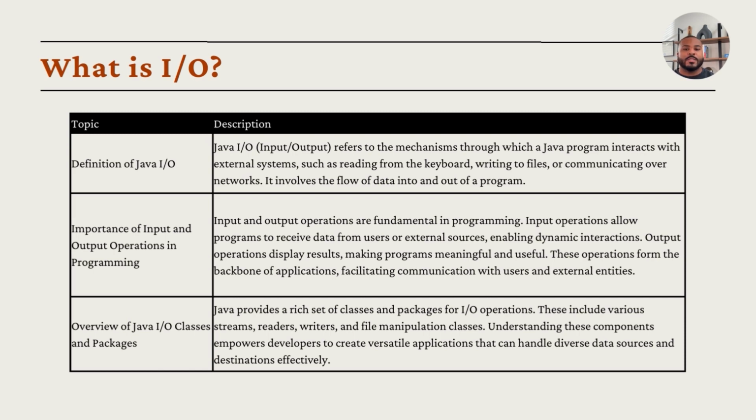So, input operations enable programs to receive data, whether it's from a user's keyboard input or an external source, fostering dynamic interactions. On the other hand, we got output. And output operations allow programs to display results, making them meaningful and valuable to users. At the end of the day, if we didn't have input and output, software would not work. What would be the point?